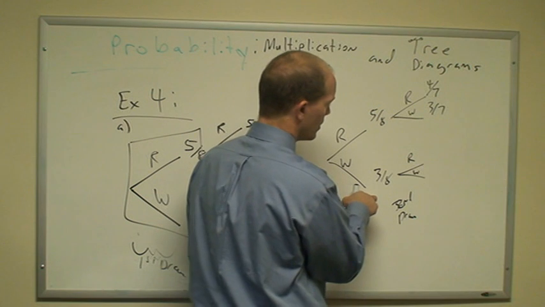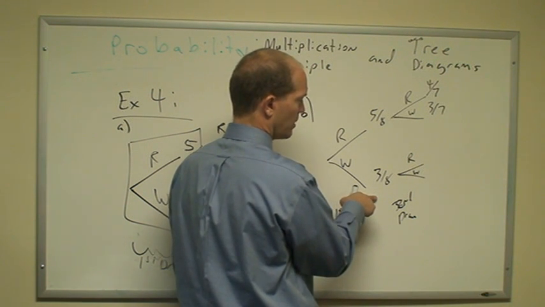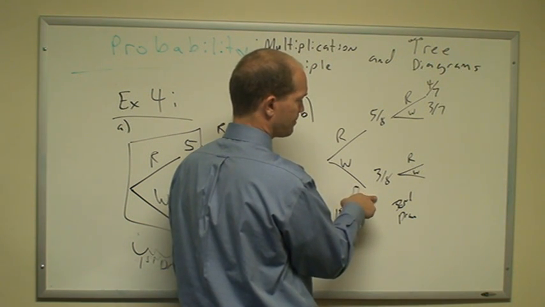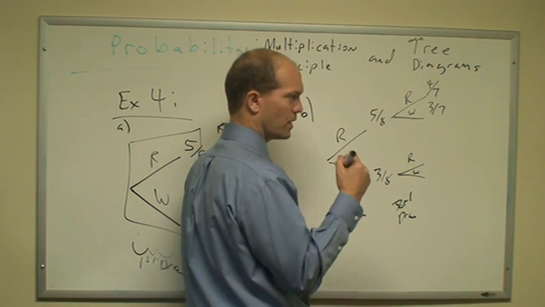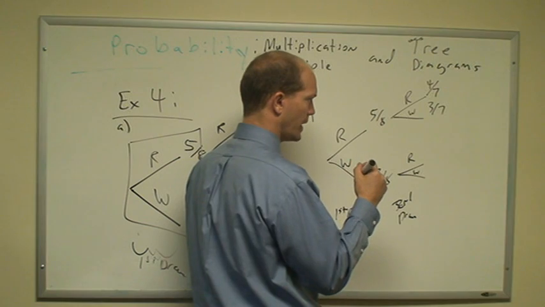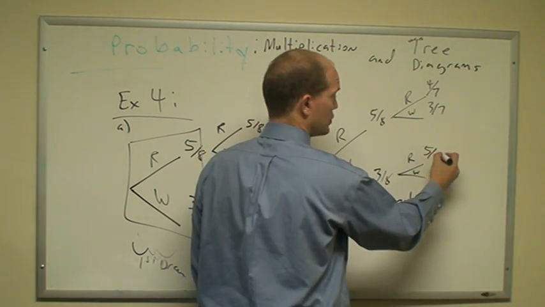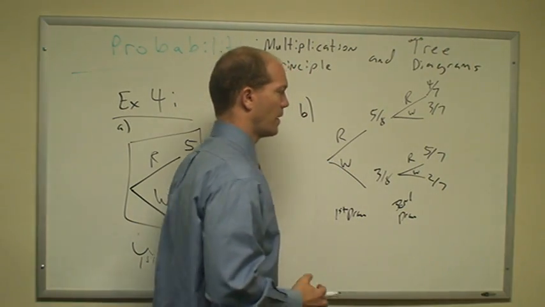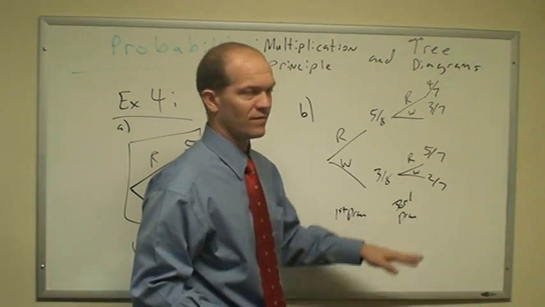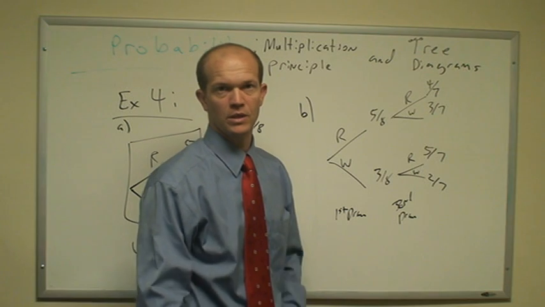If I come down here in the without replacement probability tree diagram, initially 3 of the 8 are white. I drew out a white. I'm holding it. There are 5 of the 7 marbles that are red, and 2 of the 7 marbles that are white. You'll notice these are different in the without replacement probability tree.